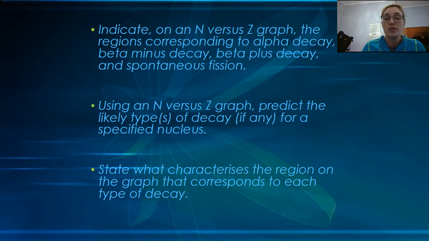The next few outcomes relate to that N versus Z graph I just mentioned. We have to be able to use that graph to indicate the corresponding regions relating to alpha decay, beta minus decay, and beta plus decay. So if we have a look at that now, we also have to use it to predict the likely types of decay that a nucleus tends to undergo, and what characteristics of each region correspond to each type of decay.